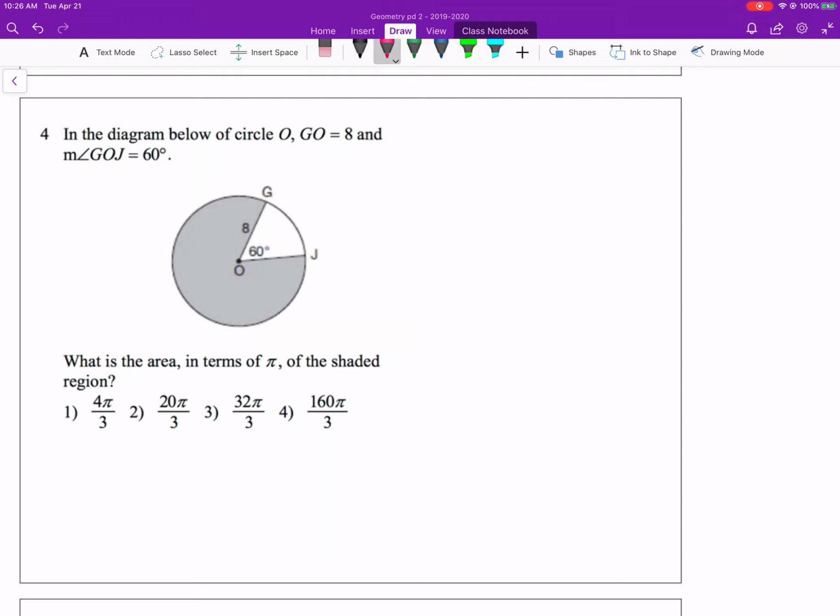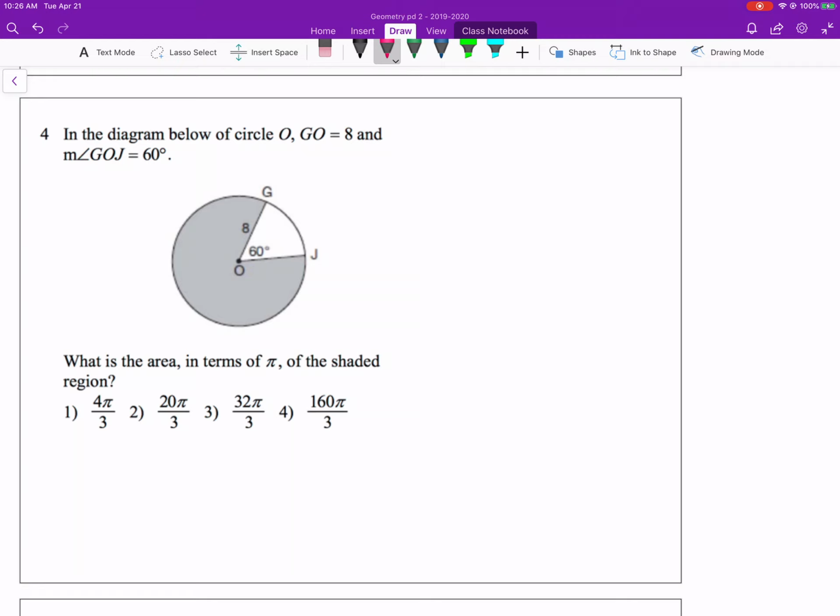So this first one here. In the diagram below of circle O, GO is equal to 8. You can see that that's the radius. And angle GOJ is equal to 60 degrees. What is the area in terms of pi of the shaded region?